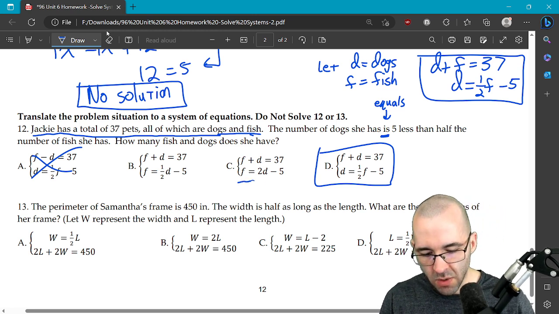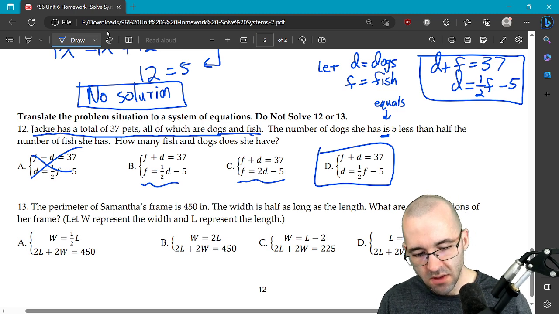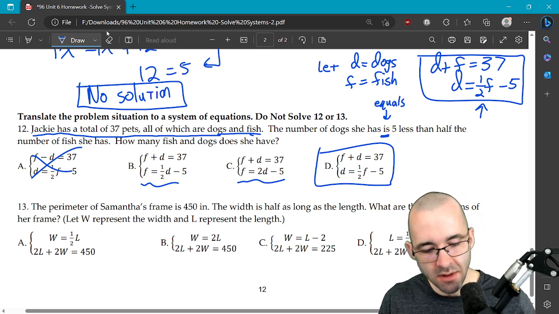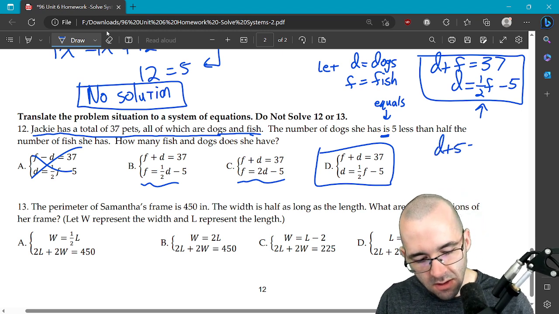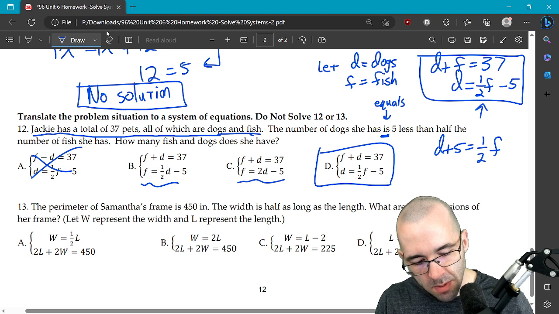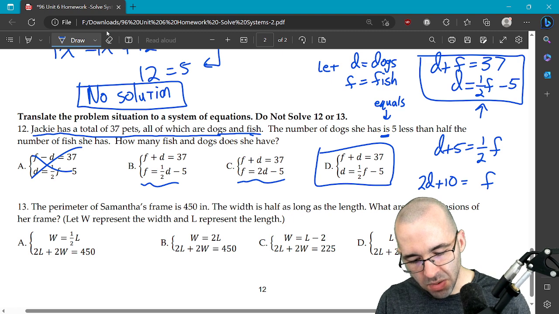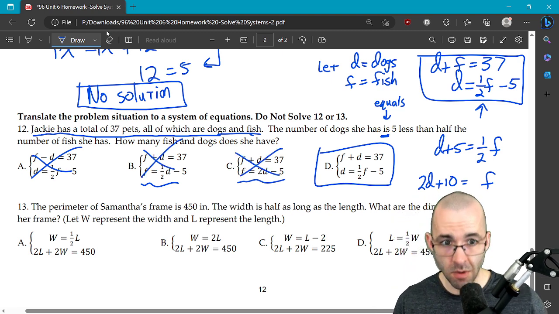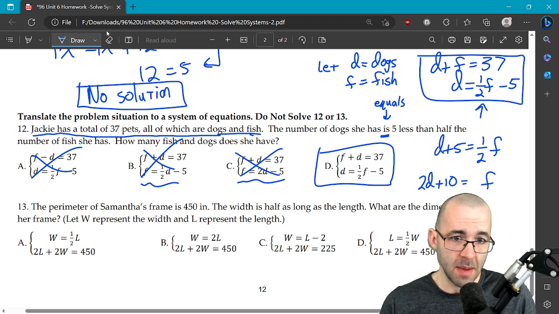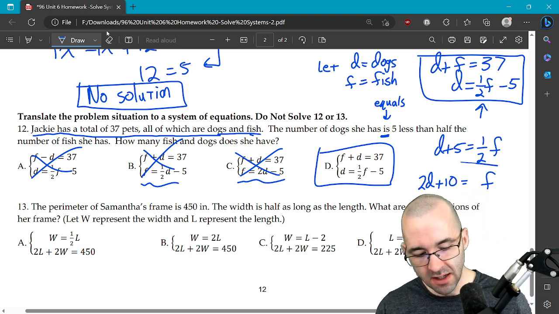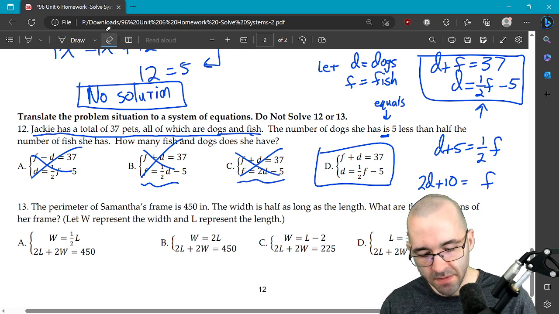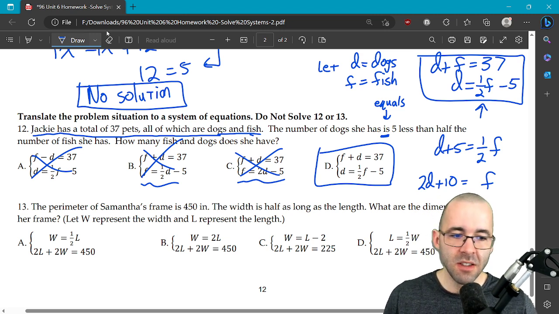So both of these other equations are solving for fish. So we could actually solve for fish here to make sure that they're different from what we have. We could add 5 to both sides and then multiply both sides by 2. 2D plus 10. Okay, neither of these are 2D plus 10. So we know for sure they're wrong. Otherwise, there could maybe be multiple right answers because this is the same equation as what we had, just in a different form. Let me know if you have any questions about this.